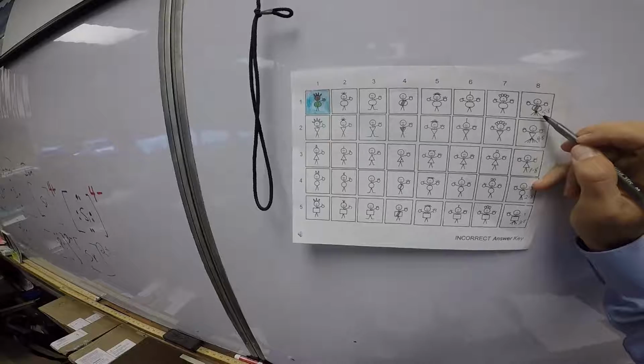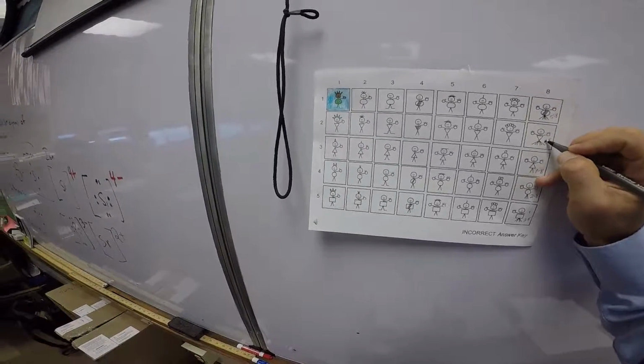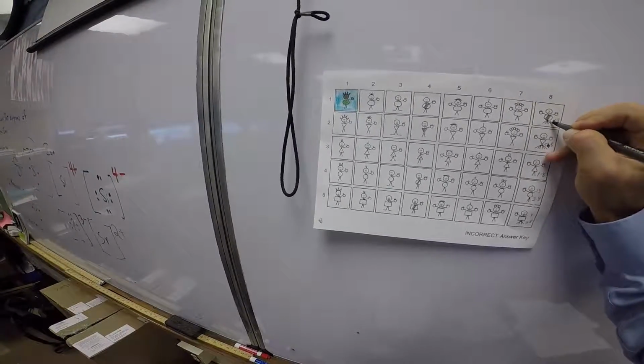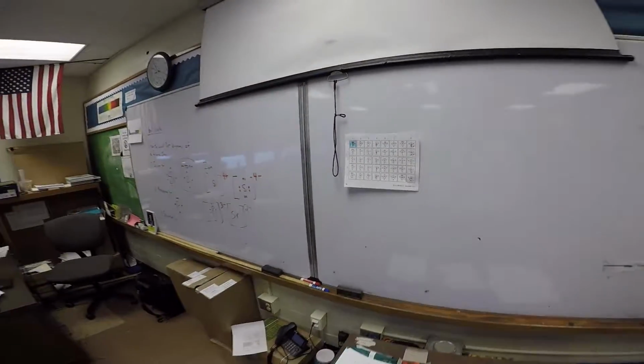1, 2, 3, 4, 5. 1, 2, 3, 4, 5, 6. This one actually should be 5, and this one should be 4. So they're differing by the number of legs. Very good, Michaela. Points for you.